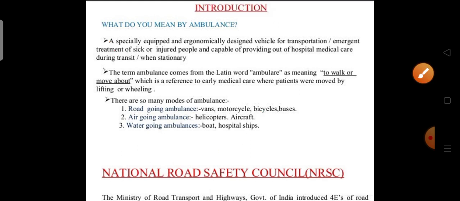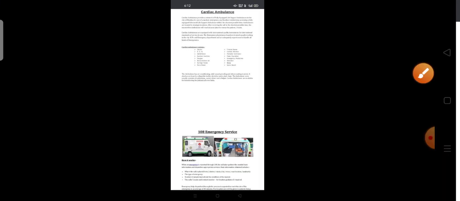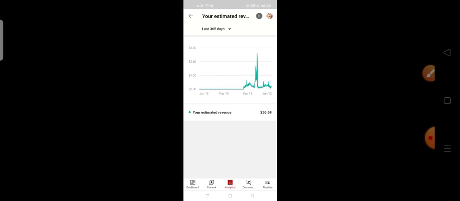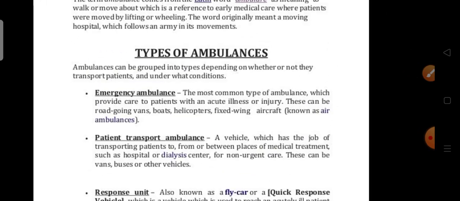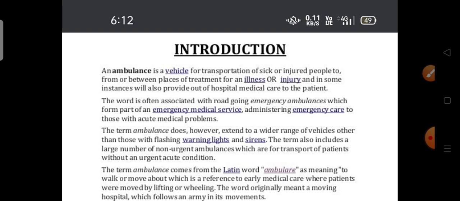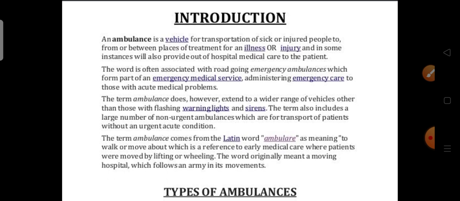Moving on, this is the introduction to the ambulance. I have already given the meaning. An ambulance is a vehicle for transportation of sick or injured people to, from or between places of treatment for an illness or injury, and in some instances will also provide out of hospital medical care to the patients.